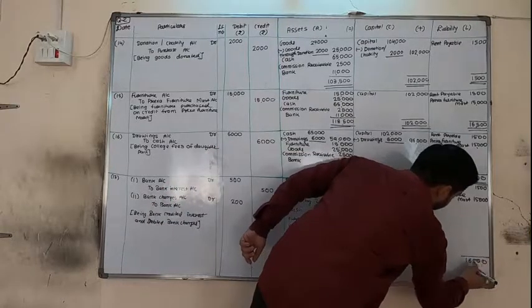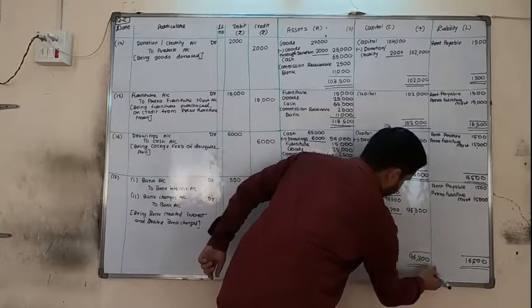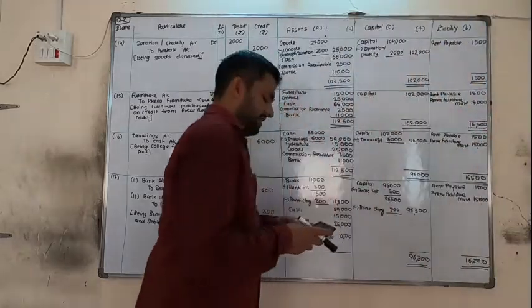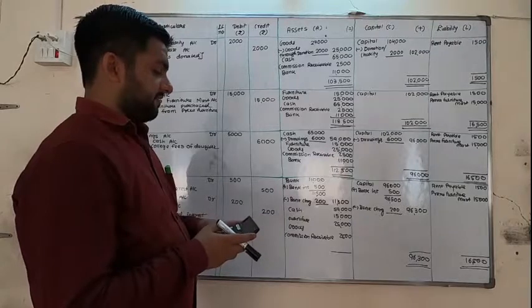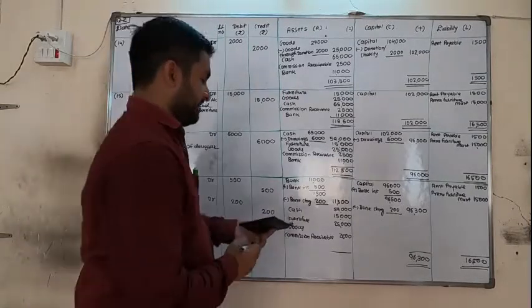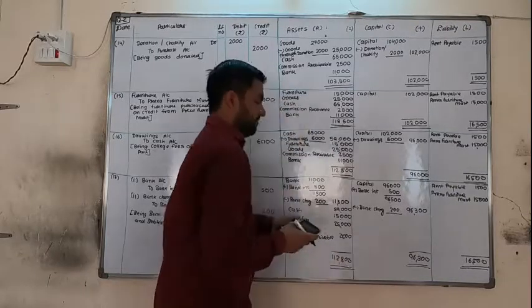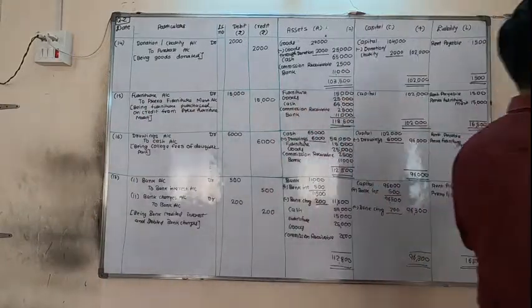Here it is 16,500. Here it is 96,300. Here I should take it: 11,300, 59,000, 15,000, 25,000, 25,000, 1,12,800. Now 96,300 plus 16,500 is 1,12,800.